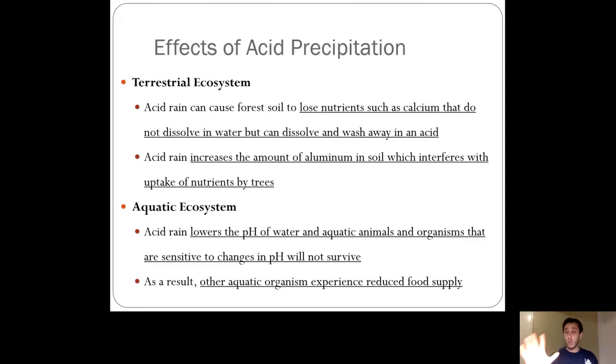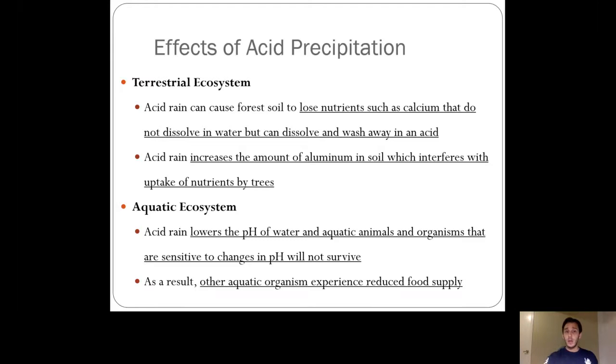Regular water rain does not dissolve calcium. However, acid rain will dissolve calcium, so we leach away the calcium in soil with acid rain, and that can affect the entire food chain.